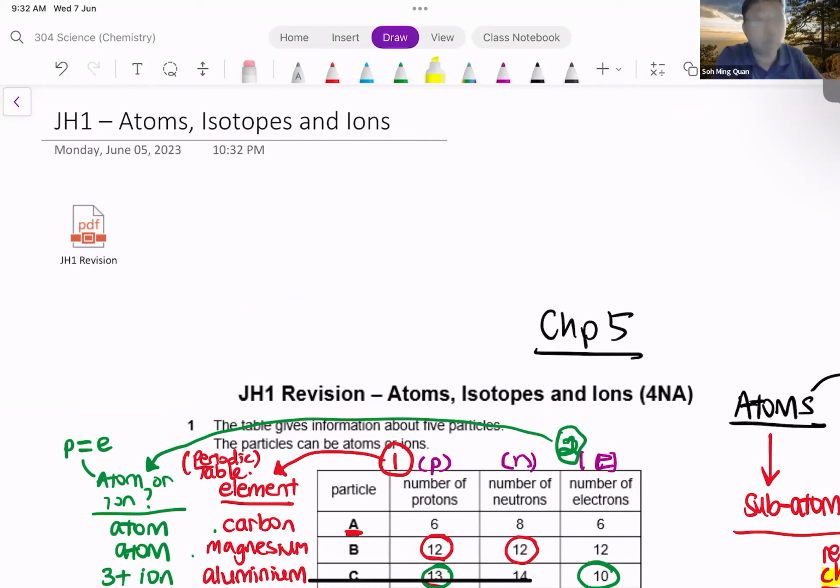The next session will be on Friday at the same time at 9:30. We will be going through the remainder of the questions, revising isotopes as well, before we revise ions once more and go through ionic compounds.